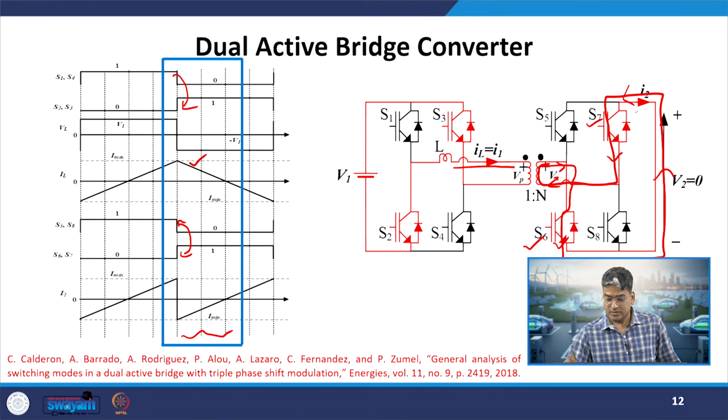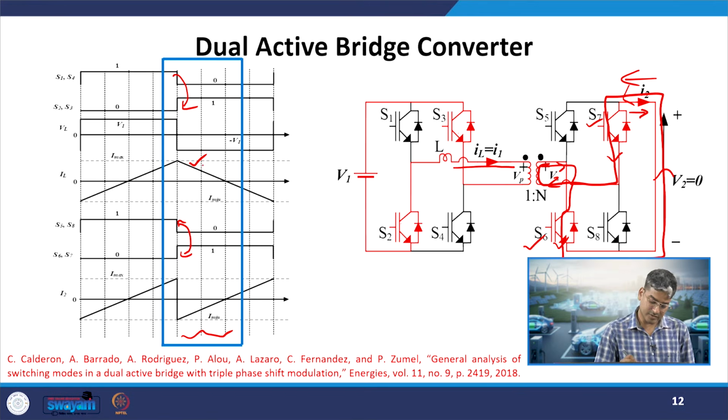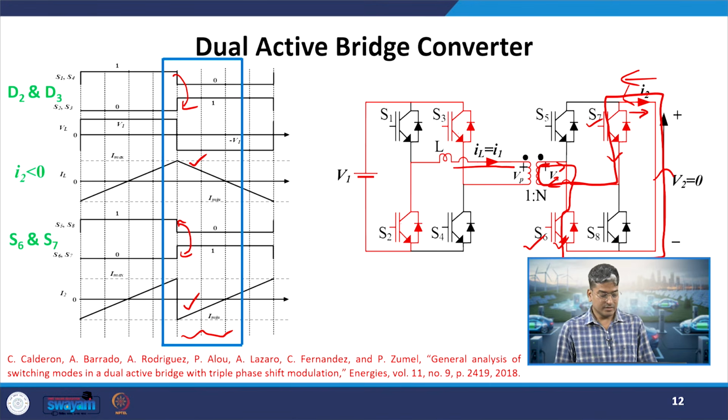Okay. So, here on the output side, if I see, my measurement direction in this way and the current is flowing in the opposite direction. So, it is negative. Okay. So, if you see, when IL is positive in the negative half cycle, my I2 becomes negative. Okay. So, now let us move ahead.